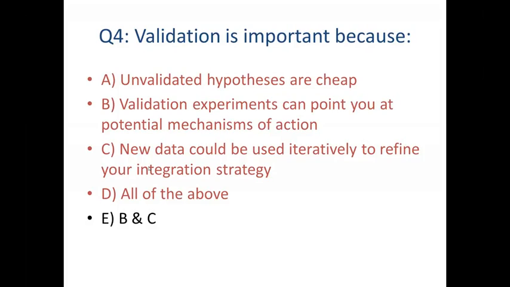Unvalidated hypotheses are cheap and you could conceivably come up with them in many different ways, and they're actually not of much value unless someone, either you or someone else, is willing to actually test and validate them. The experiments themselves can actually tell you about the potential mechanisms of their action. For example, the protein interaction studies, if you figure out that they interact with one particular protein, maybe they're modifying their post-translational status, their cell location, etc. And new data sets that you could get in these validation experiments could in turn be used iteratively to refine your integration strategy. So all of these answers are correct.